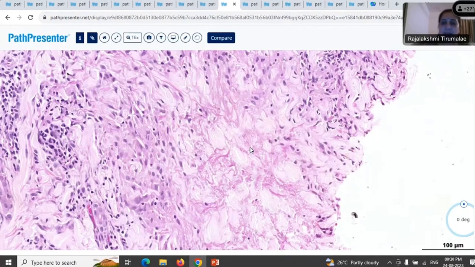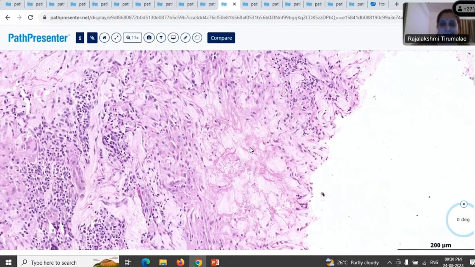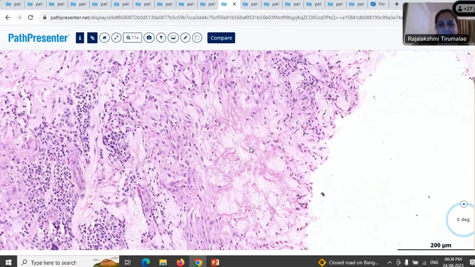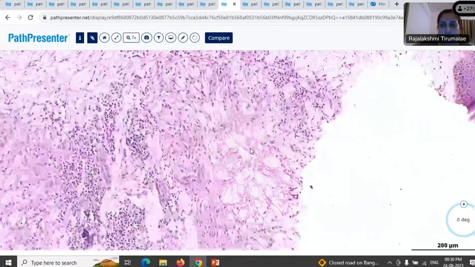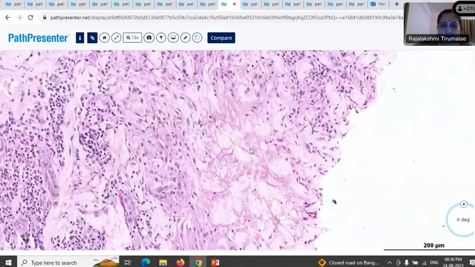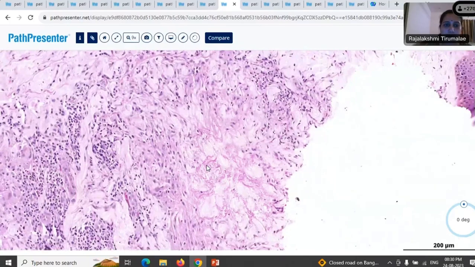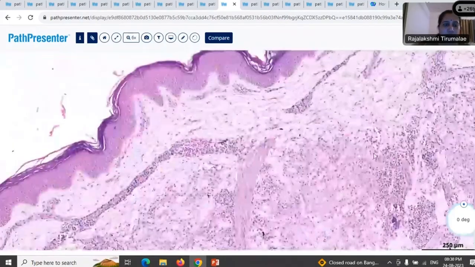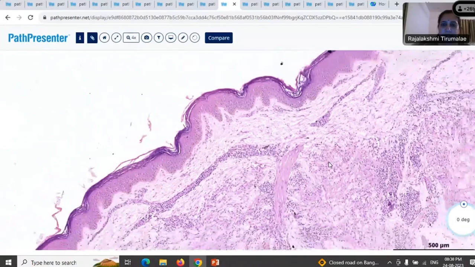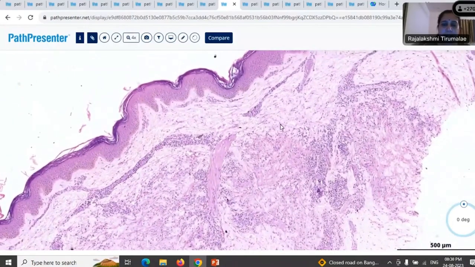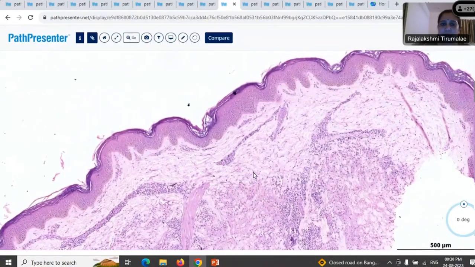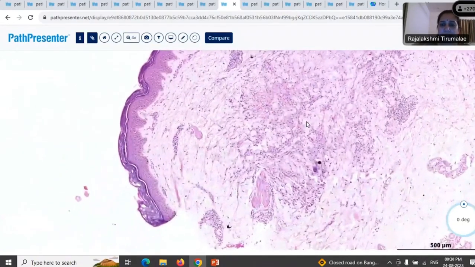Sometimes it has a more eosinophilic hue and more often than not, it appears slightly basophilic. This slide is a little lightly stained, so you're not able to make out the basophilic hue. So let's stick to the word altered collagen. So you have altered collagen around which you have these histiocytes and lymphocytes. And anything in the epidermis, is there anything of significance? No, right? So the epidermis looks relatively uninvolved.